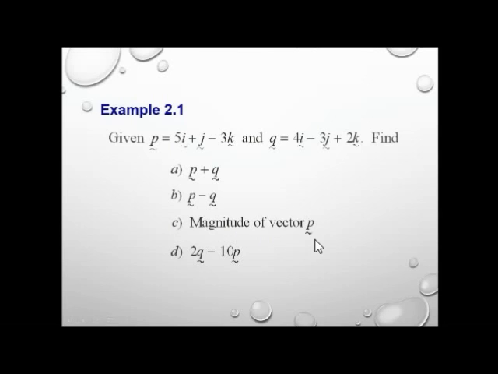Now calculating the magnitude of P: square root of 5 square plus 1 square plus minus 3 whole square, that means 25 plus 1 is 26, and again 3 square is 9, so 26 plus 9 is 35, square root of 35. Now again 2Q minus 10P: you have to individually multiply 2 to all of these components, 10 to all of these components, and subtract them. So these are quite simple examples at a basic level, so you can try them out.